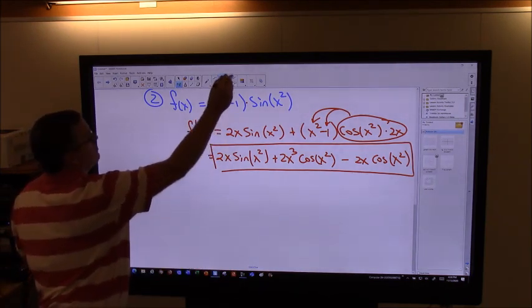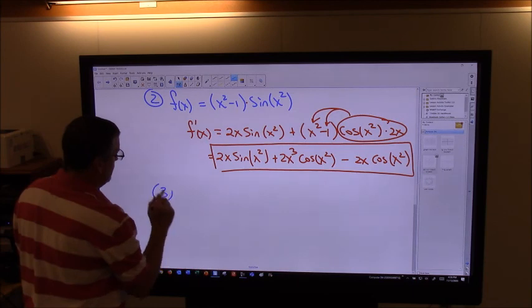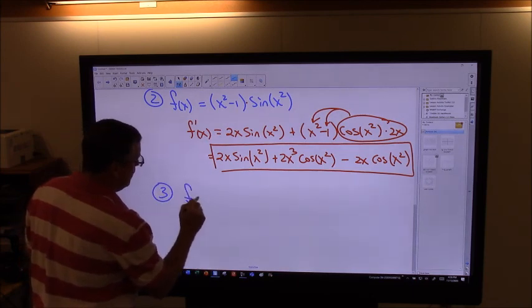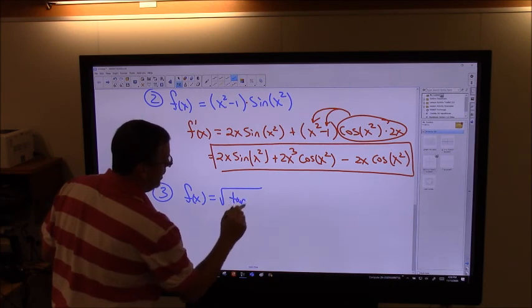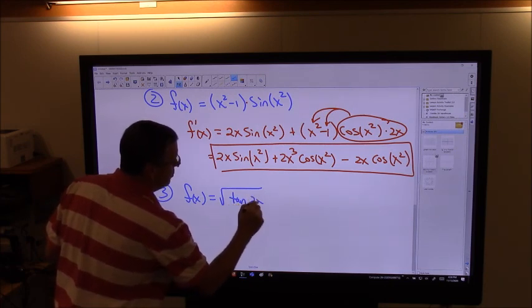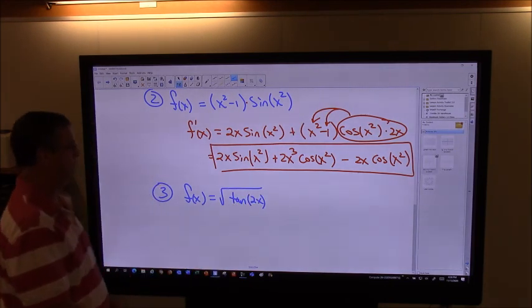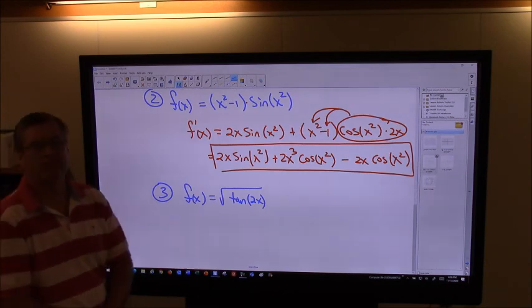Let's try this one. This time I've got f of x equals the square root of the tangent of 2x. You guys go ahead and try it.